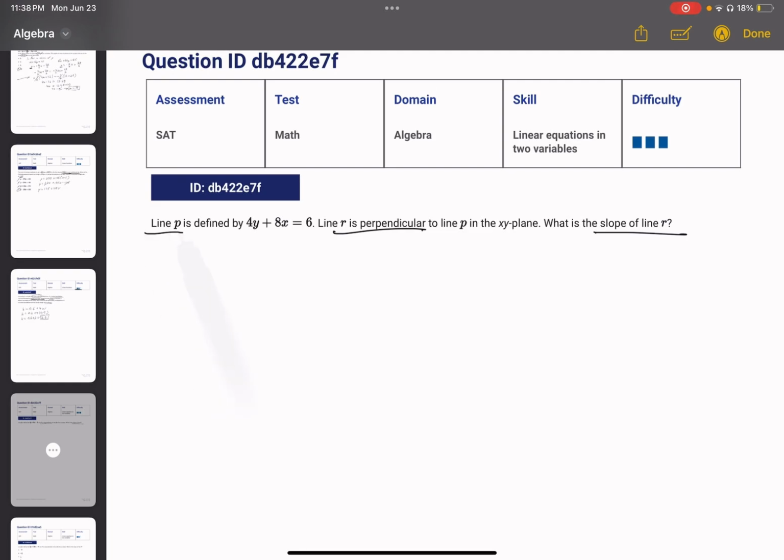What I'm going to do is for line P, I'm going to set it equal to y equals mx plus b. So 4y is equal to negative 8x plus 6. Y is equal to negative 2x plus 3 over 2. So we know that the slope of line P is equal to negative 2, as we can see here.